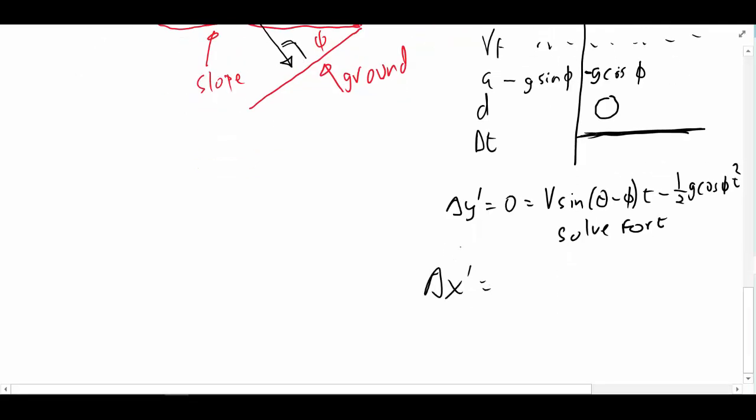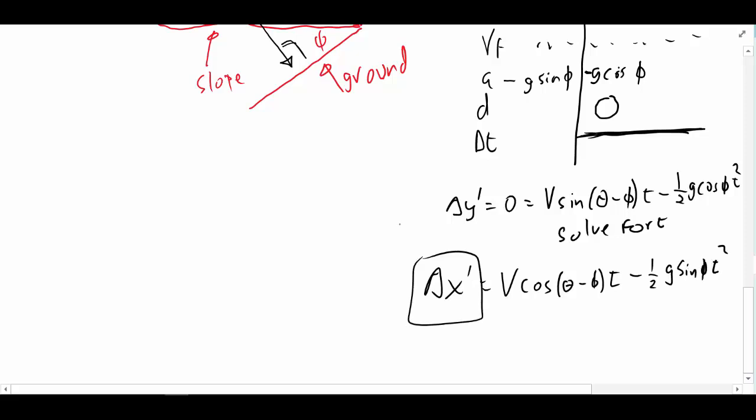Well, unlike most of the projectile motion problems, we now have an acceleration along this direction because we've done something weird and we've kind of put gravity in an interesting situation. Here we'd have v cosine theta minus phi t minus 1/2 g sine phi t squared. That would get us delta x prime.